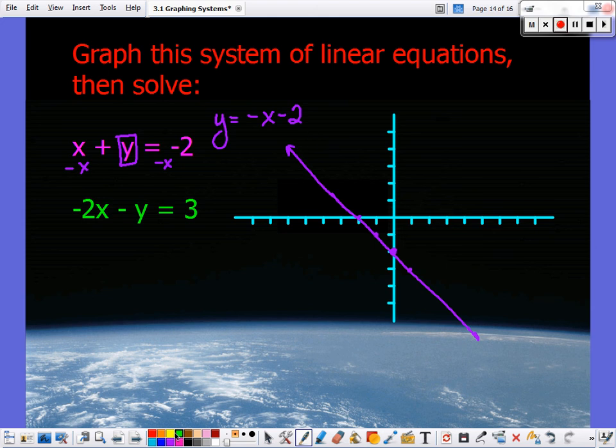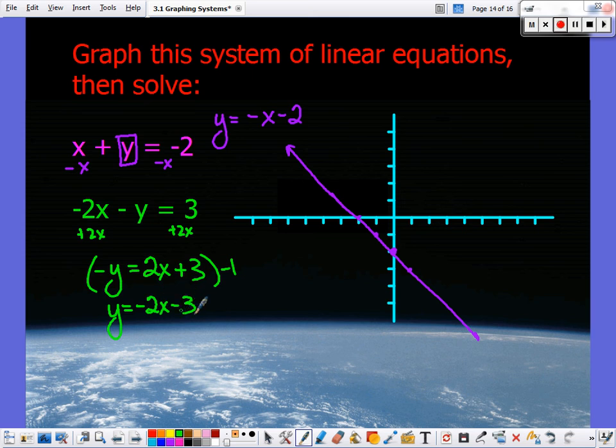Now if we take a look at the green one, again, I have to put it in slope-intercept form. So I'm going to end up adding 2x. Let's move that to this side. And don't forget your negative still in front of the y. Sometimes we forget that. That's something we definitely don't want to forget, because now to get y by itself, I've got to multiply everything by a -1, or change the sign of everything. So the negative y becomes y, -2x, then -3.